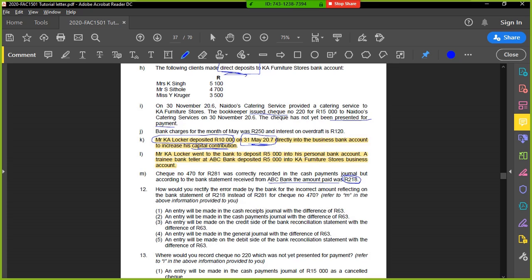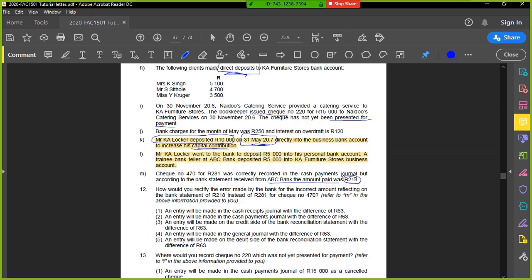Okay, there's the 5 and the 5. Mr. K. Locker went to the bank to deposit 5,000 into his personal bank account. Okay, so let's think about it. He deposited 5,000 into his personal bank account. This is the owner. If it's the personal bank account, it's his own money. It's got nothing to do with the business, right? Then they say a trainee bank teller at ABC Bank deposited 5,000 into KA Furniture Store's business account.